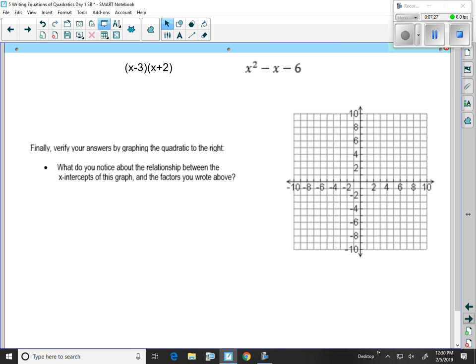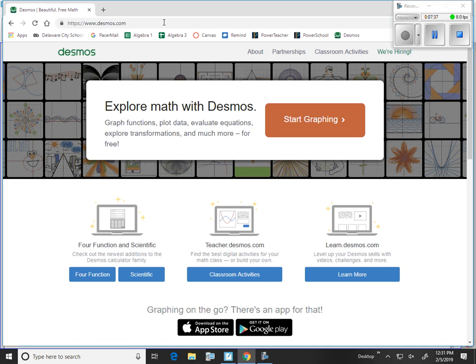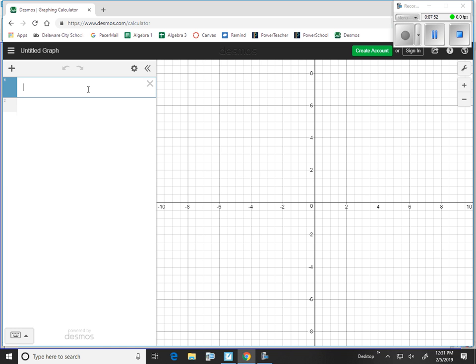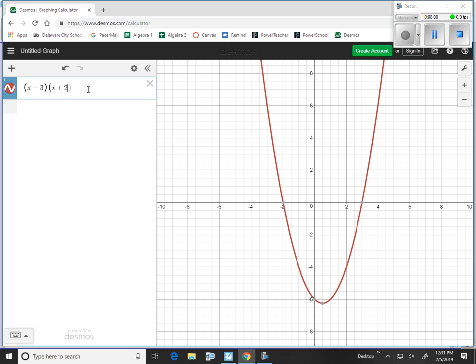And we can do this, but I want to use Desmos. So go ahead and pull up Desmos. Okay, and we're going to do something just to kind of look at some similarities here. Okay, so here's what I want you to do. In your first line, put the factored form. X minus 3, x plus 2. Is that what it was? Yeah. Okay. Factored form.